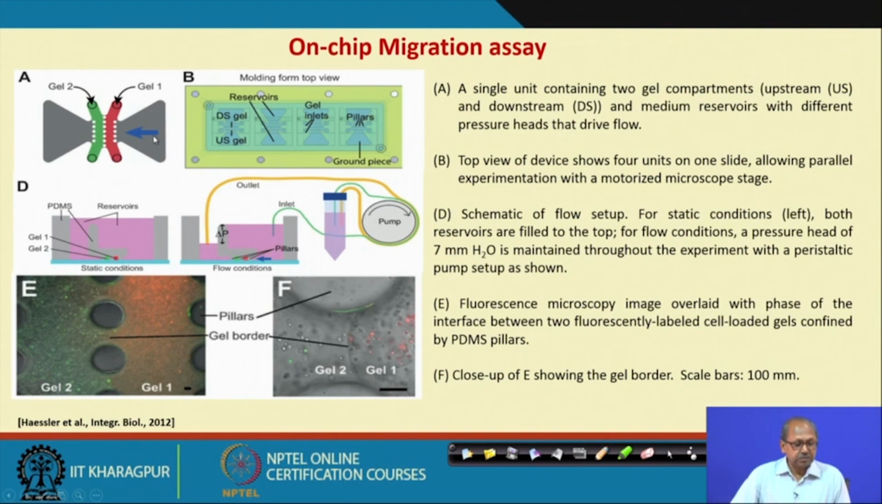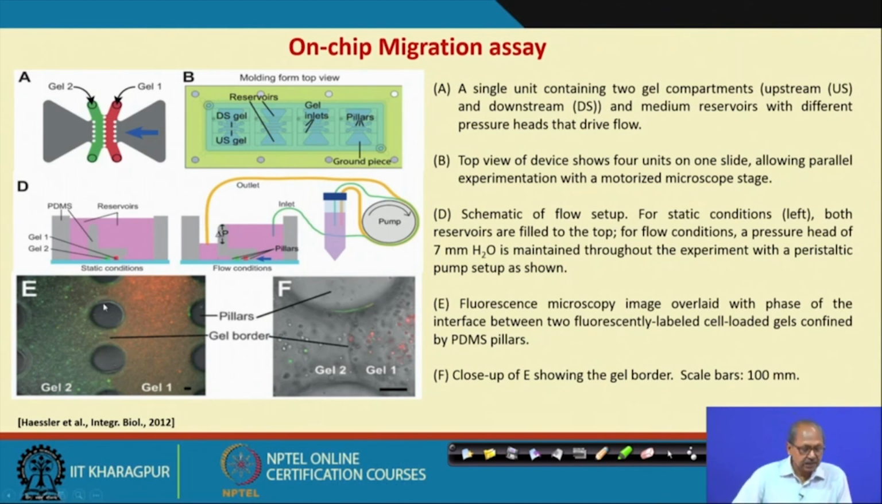To maintain the fluid shear, that is your interstitial flow, a pressure drop was maintained between the two reservoirs by circulating the fluid from the left reservoir to the right reservoir, and a height difference of 6 millimeters of fluid is maintained.